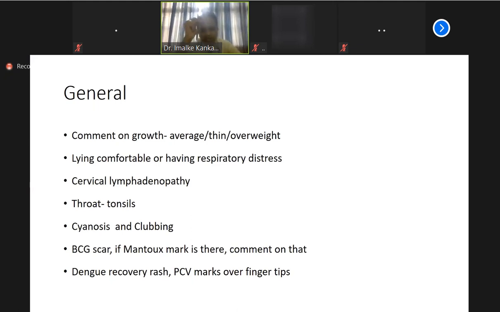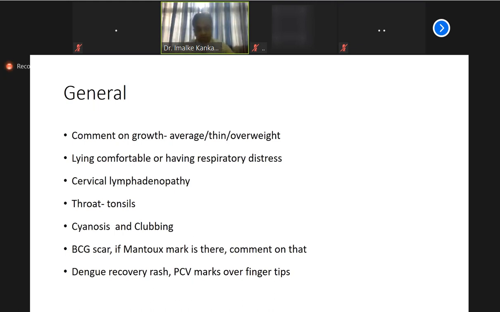Cyanosis and clubbing in respiratory conditions are very rare in children. BCG scar needs to be presented, but MAN2, if it is there, comment, but don't say MAN2 is not there. That means you expect all patients to have MAN2 marks, right? Don't be silly in that kind of statements. If BCG scar is there, that's important. But if MAN2 mark is there, you can say. If it is not there, you don't need to say that.